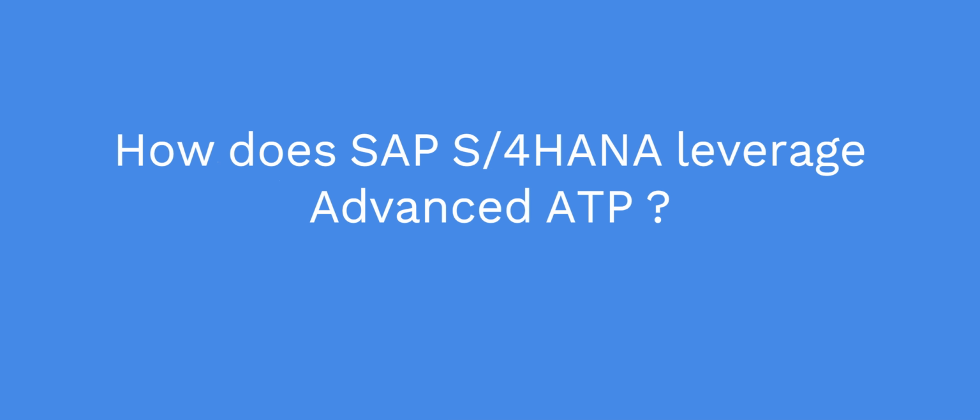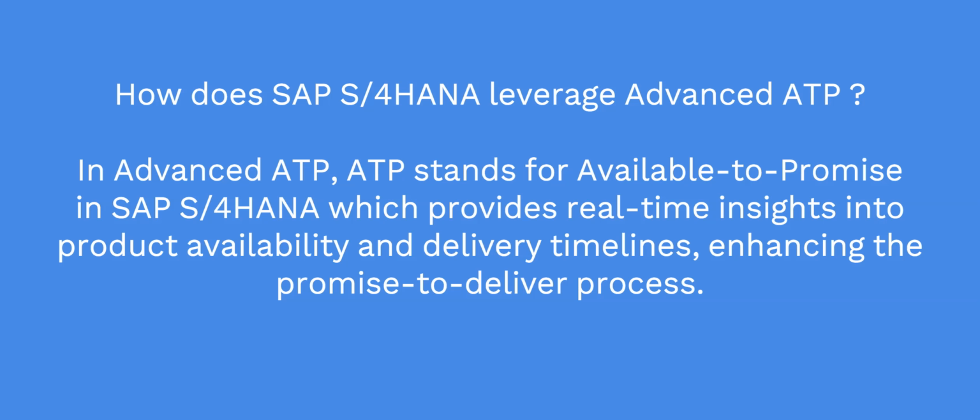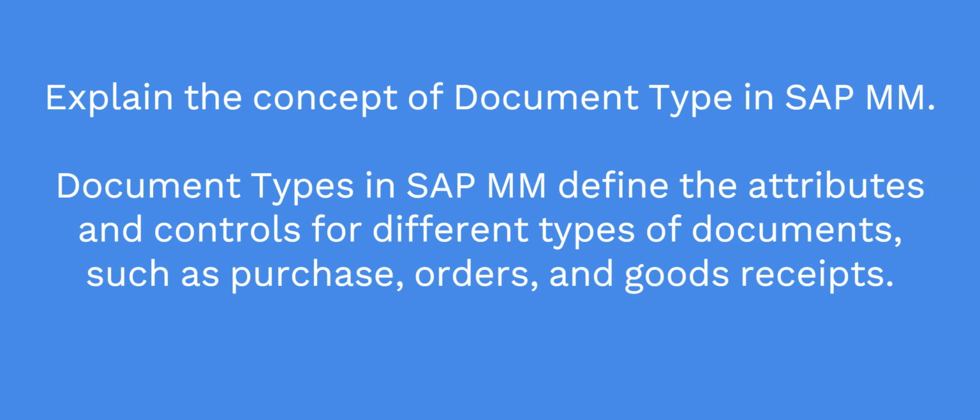How does SAP S/4HANA leverage Advanced ATP? In Advanced ATP, ATP stands for Available to Promise in SAP S/4HANA, which provides real-time insights into product availability and delivery timelines, enhancing the promise to deliver process. Explain the concept of document type in SAP. Document types in SAP define the attributes and controls for different types of documents, such as purchase orders and goods receipts.